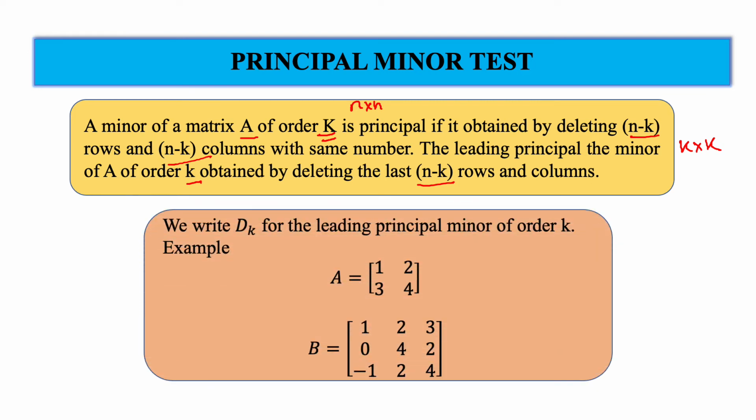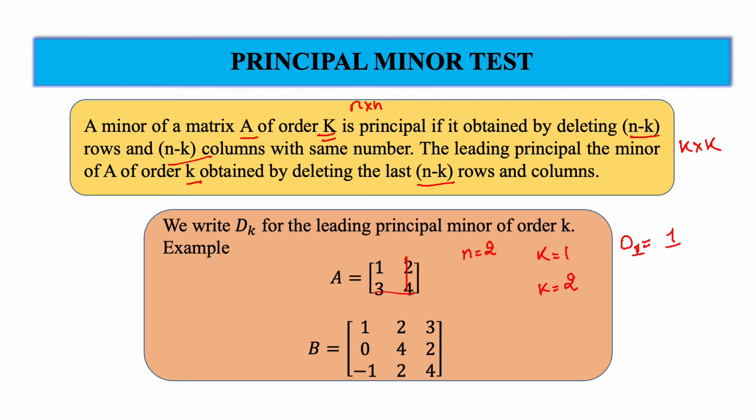Suppose you have a matrix A, 1 2 3 4. You have to delete n minus k rows from the last rows and columns. Now n is 2. Suppose k in this case is either 1 or 2. Two cases are possible. Suppose k is equal to 1, so you delete the last one row and one column. You are left with D1, which means the principal minor of order 1, which is 1 in this case.